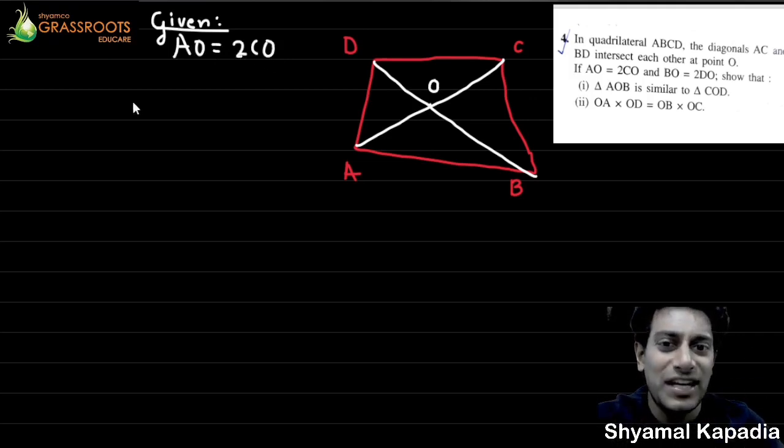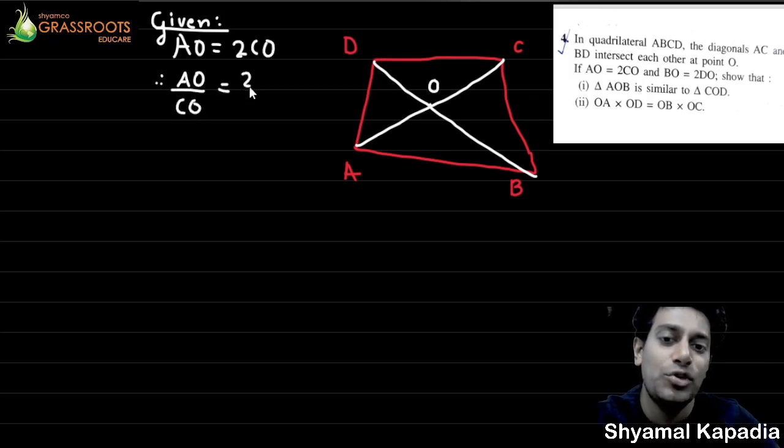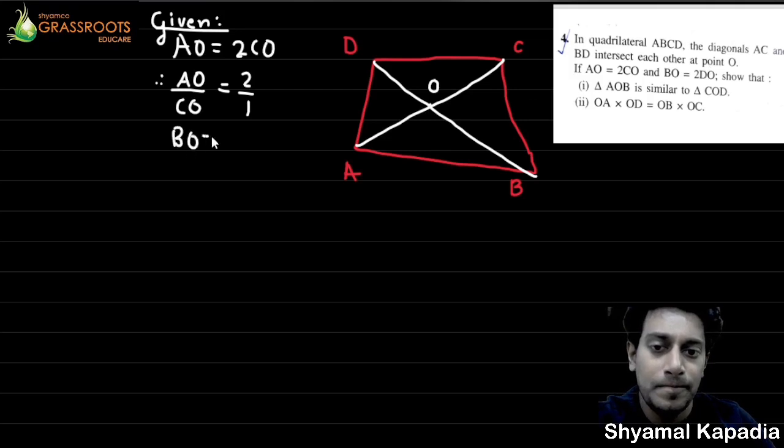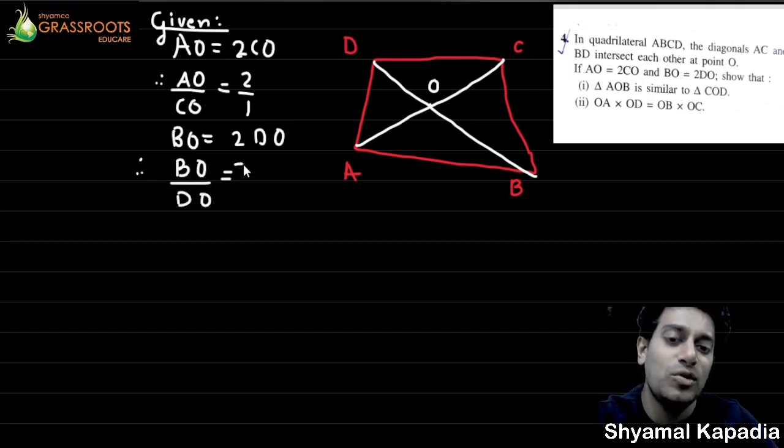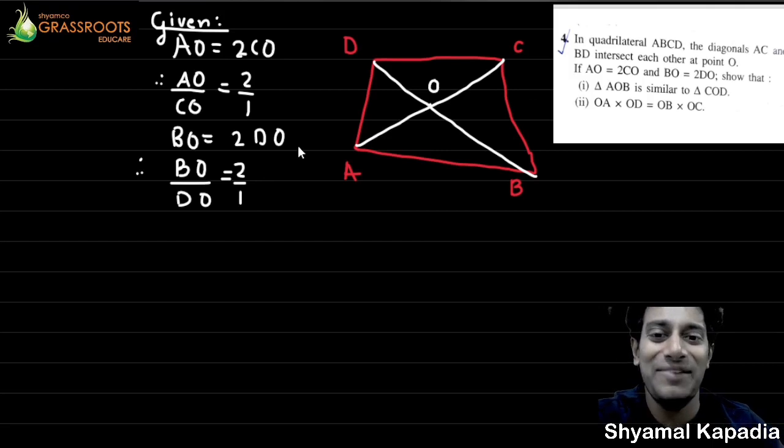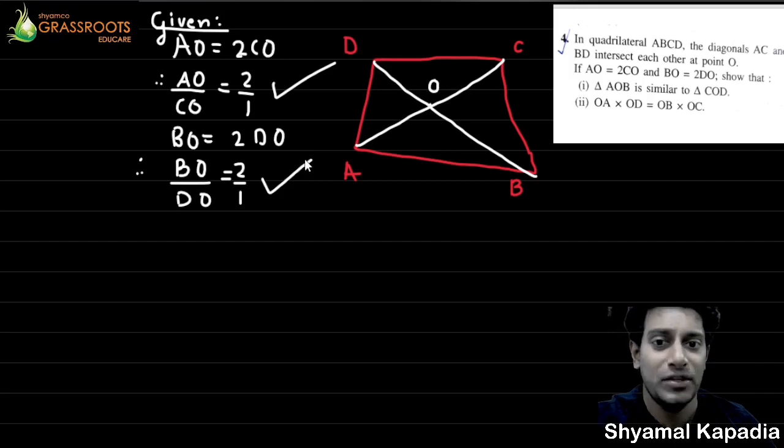Get the CO down. Can I say AO upon CO, the ratio, is 2:1? And similarly, BO is 2 times DO. Get the DO down. Therefore, BO upon DO is also 2/1. Now, can I say the two ratios are equal? The ratios are in proportion. This is 2:1 and even this is 2:1. So, can I say AO upon CO is equal to BO upon DO? Lovely. And third thing, what is this?